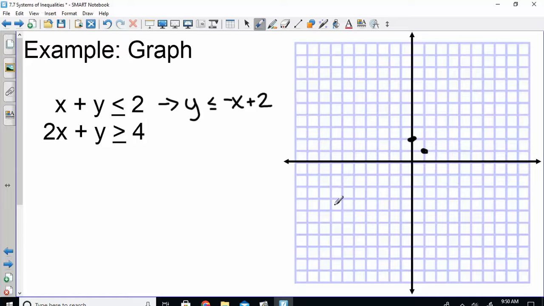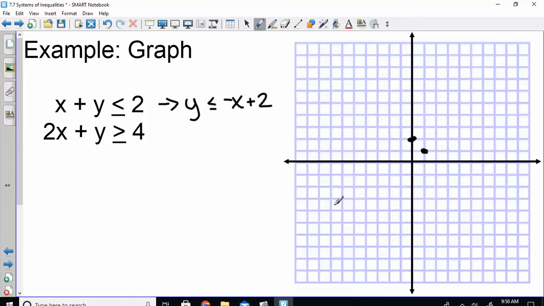Now, we're going to have to pay attention to a couple things here. You'll have to know if your line should be solid or dashed. How would we know the difference? If it has an equal to, that means a solid line. If it doesn't have an equal to, that means a dashed line. So both of these have an equal to, so we're going to do just a solid line. So we'll draw that line in.